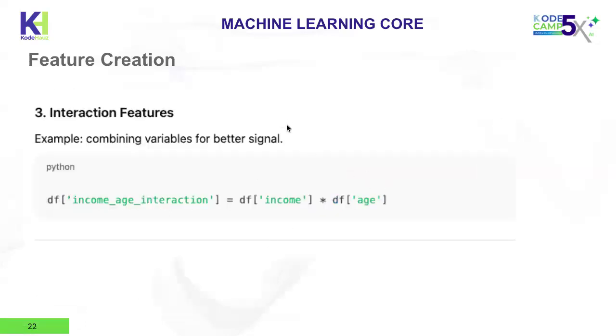The third kind of feature creation is what we call interaction features. You can create interaction features by combining two different features, or maybe even two unrelated features, just to get a better signal. This is a good example where you create a new feature called income age interaction by multiplying the income by the age. So that's another example of how you can create features.